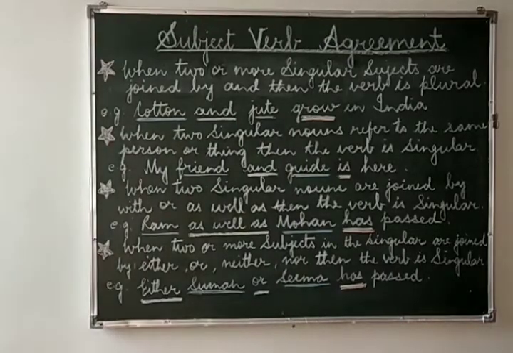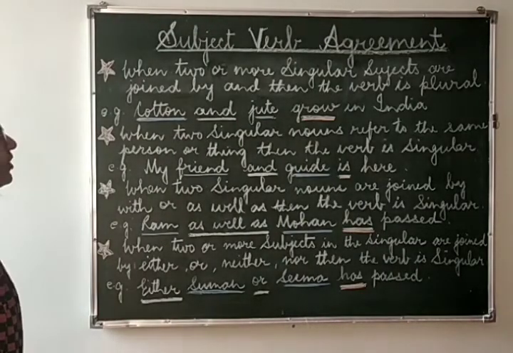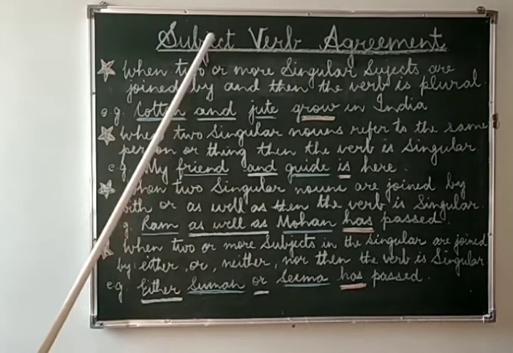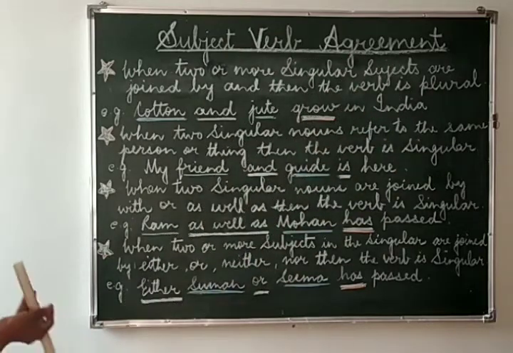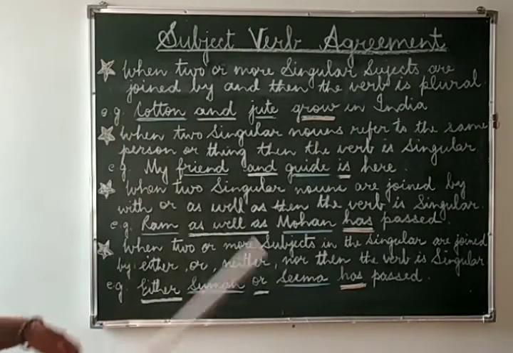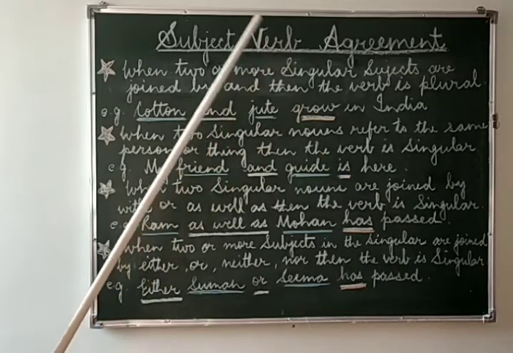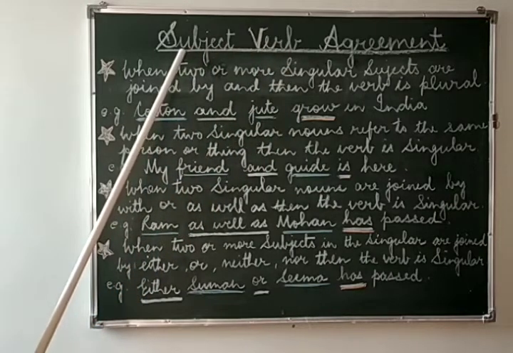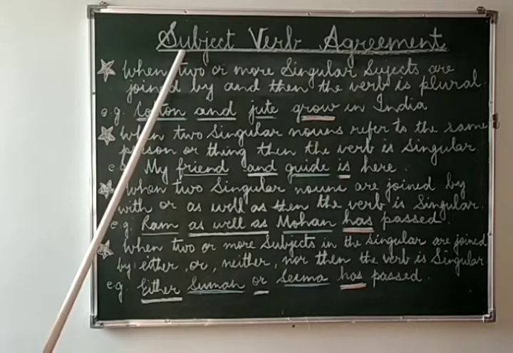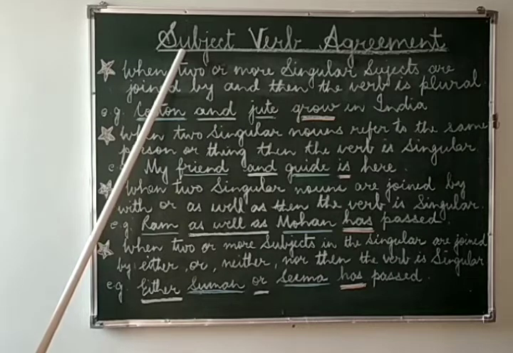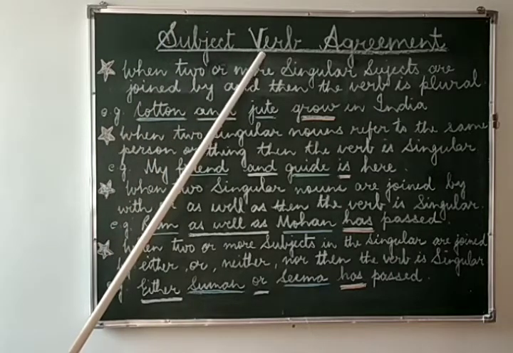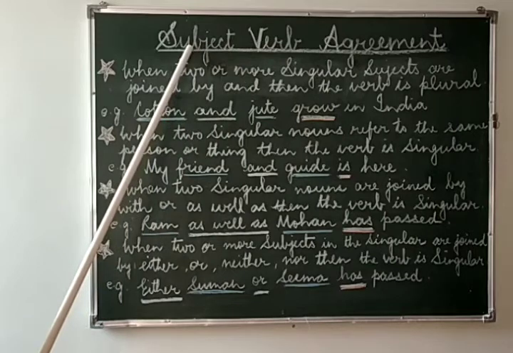Good morning, children. Today we are going to continue with the previous lesson, that is chapter 9, subject verb agreement. In the last video we had studied how the verbs matched with the subject when there was just one subject in a sentence. Now today we are going to discuss the rules of how the verbs are going to match with the subjects when there are more than one subject in a sentence.